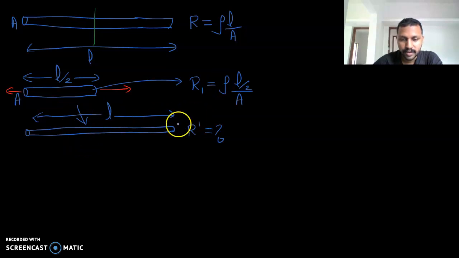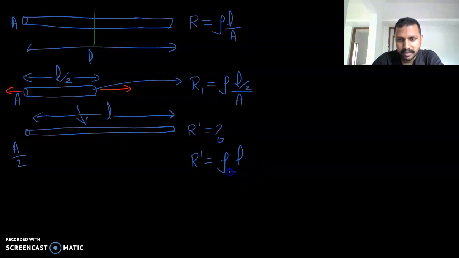Then we have learned in our previous class, if length is doubled, area will be halved. Therefore, this area of cross section will be A by 2. You can refer to the previous question. If the length of the conductor is doubled, since the volume is not changing, the area of cross section will be halved. Therefore, for R dash, we could write R dash is equal to rho L divided by A by 2. The 2 will go to the numerator, 2 rho L by A.